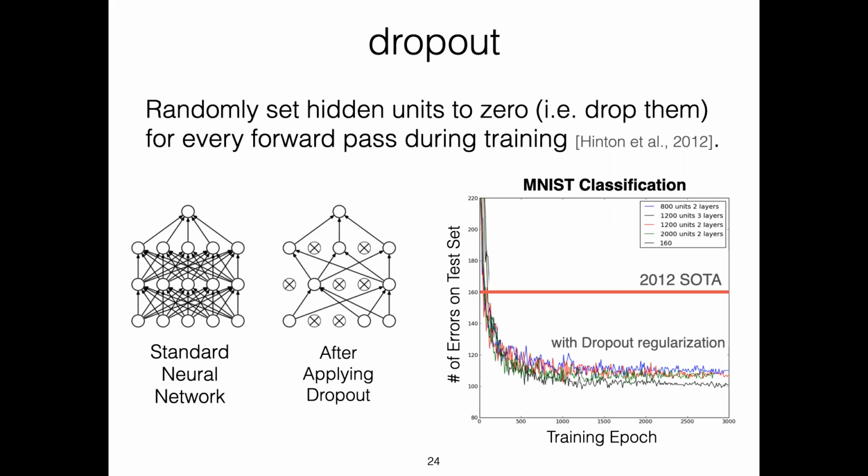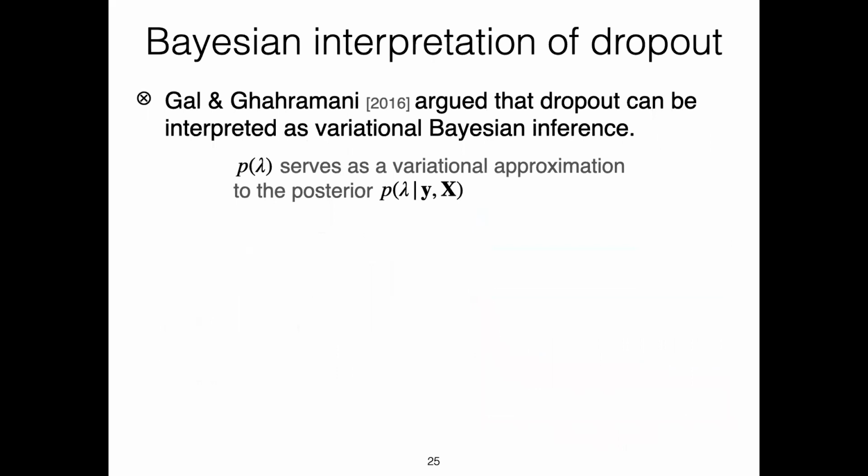And dropout, as you probably already know, was originally proposed just as a regularization mechanism. In 2012, this was the state of the art on MNIST, and then with dropout, people got it down much further. But now it's used for uncertainty quantification. The paper to popularize this was the Gal and Ghahramani paper that showed dropout can be interpreted as Bayesian inference, where we take the distribution that we're sampling the hidden units from as the variational approximation.